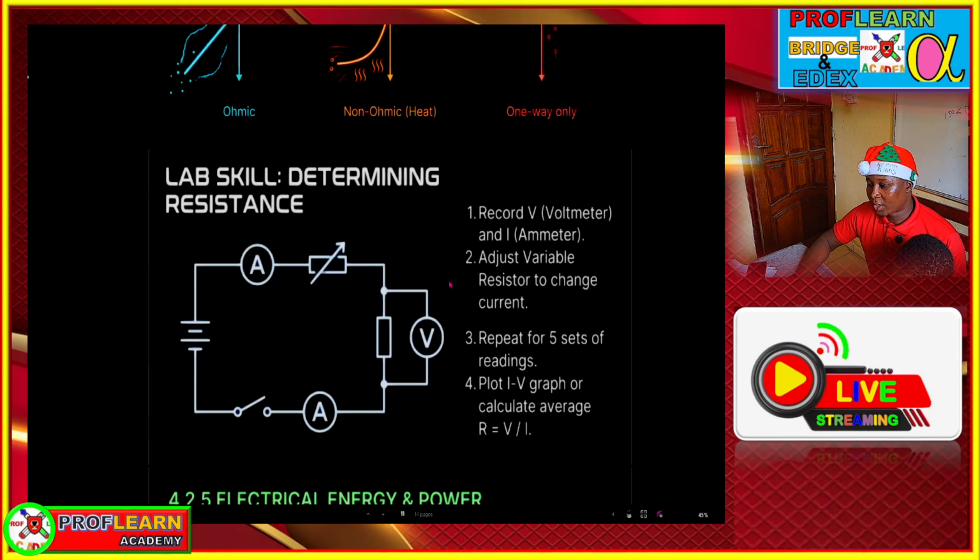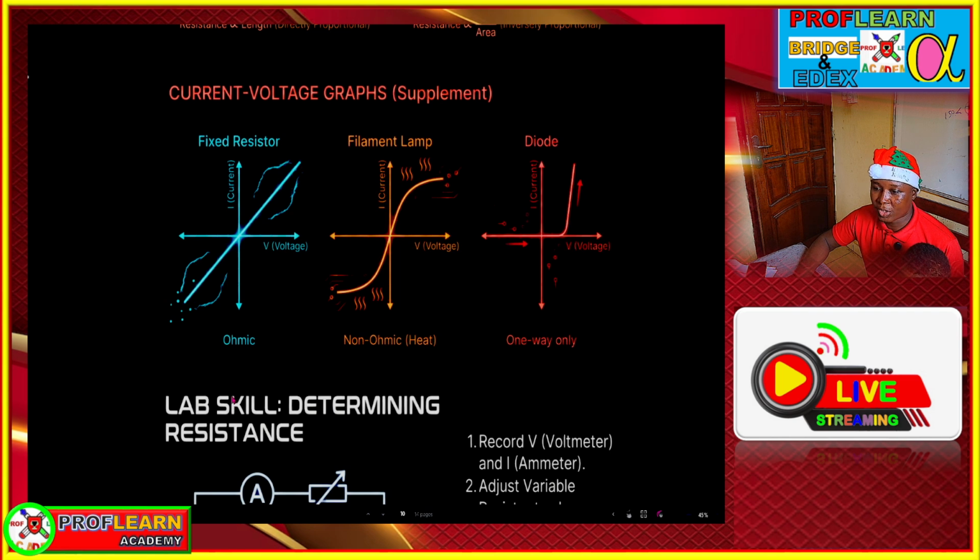Next concept that you need to understand is the concept of characteristic graphs. And in this case, under characteristic graphs, you are supposed to understand different shapes. Now, a fixed resistor has a fixed value of resistance, which means if you draw its graph, it is a straight line graph. But if you have a graph that looks like an S like this, this is a filament lamp. It shows this kind of graph.